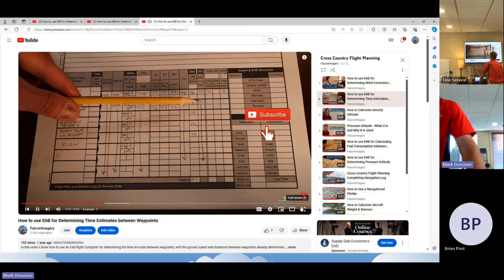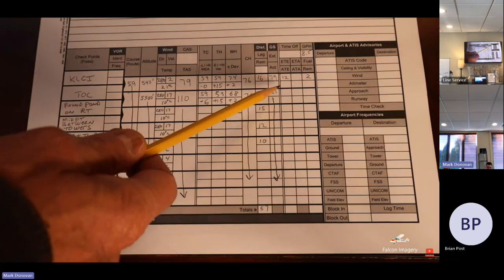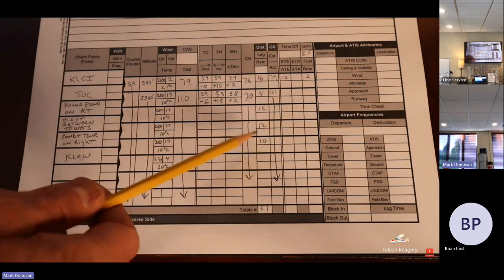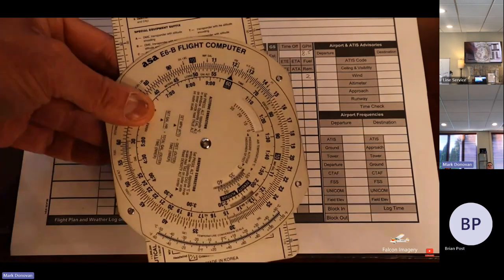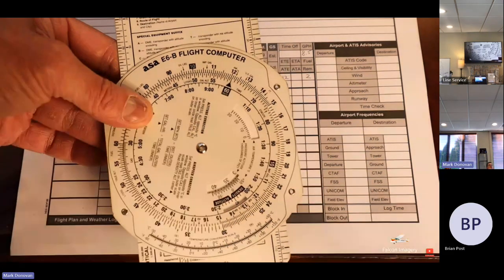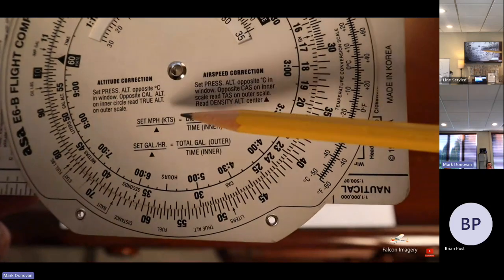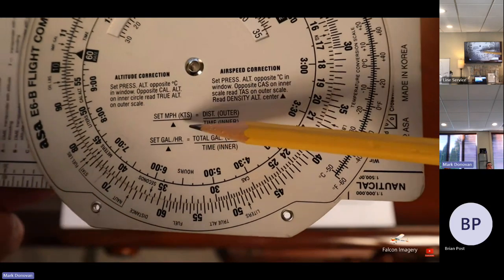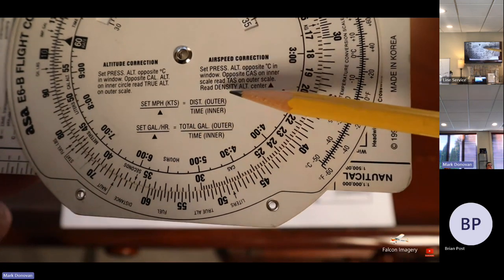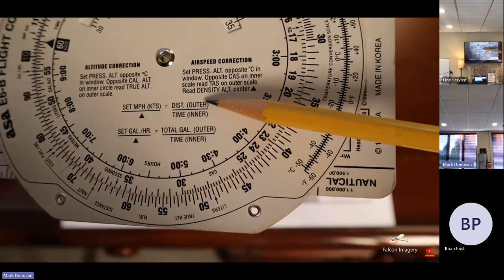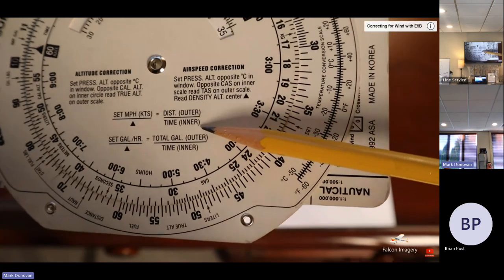We need to determine what the time and route is. We've got our distance and we've got our ground speed. With the ground speeds that we've calculated, we can use our E6B to determine what the time is between the legs along the route. So the first thing I want you to do is to look at this set of instructions here. We want to put the triangle underneath our ground speed. And with that, we can then look on the outer ring to determine the distance of the leg that we're flying to determine our time and route between legs.